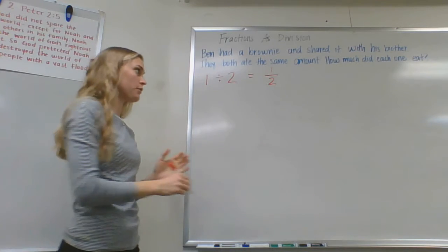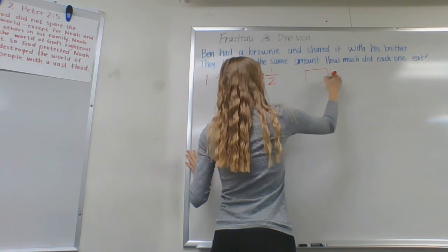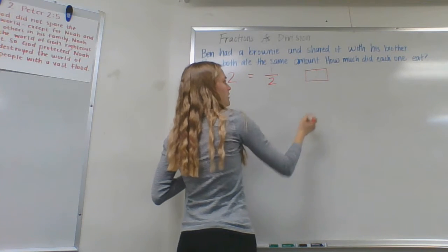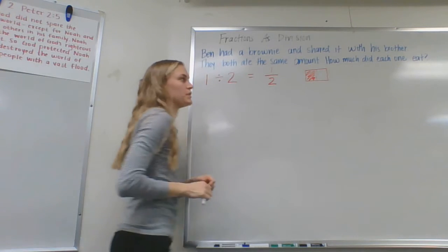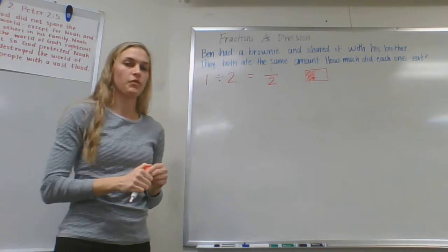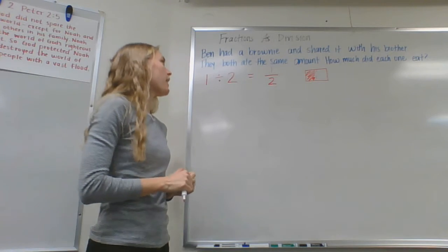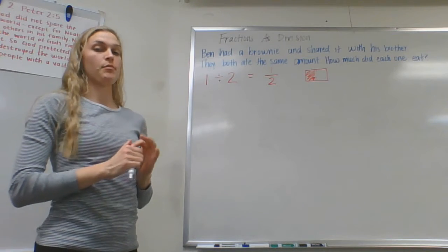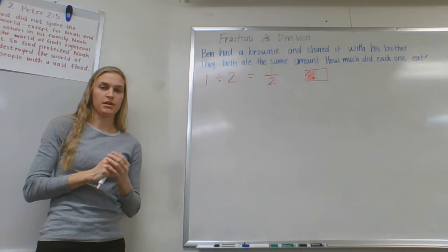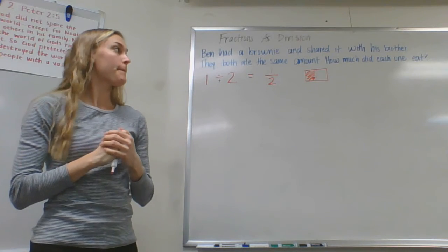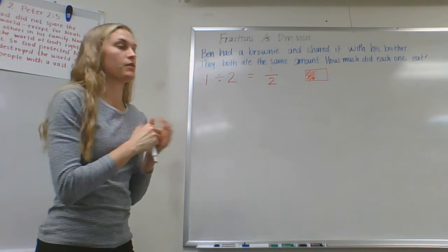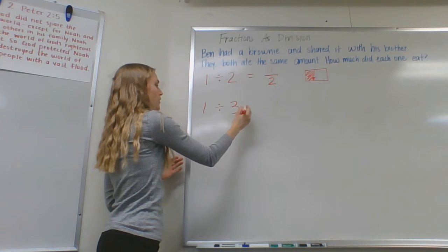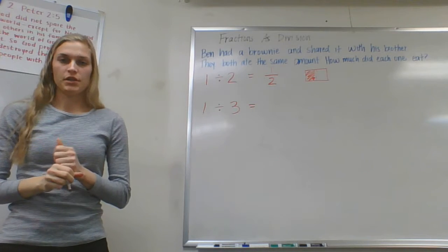If we drew a model for that, we would have one brownie and divide it into two pieces, and they'd each get one of those two pieces, and so it would be 1/2. Okay? What happens if we have that one brownie and instead of dividing it between two people, we share it equally among three people? What fraction of the brownie would each person get? We have one brownie divided among three people now. How much would each person get?